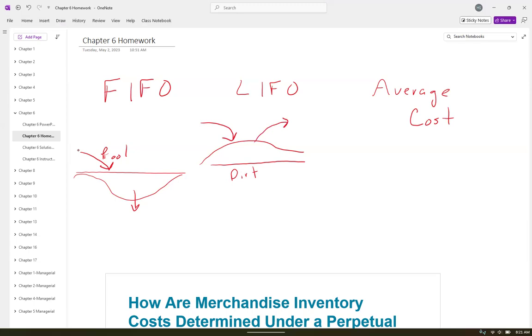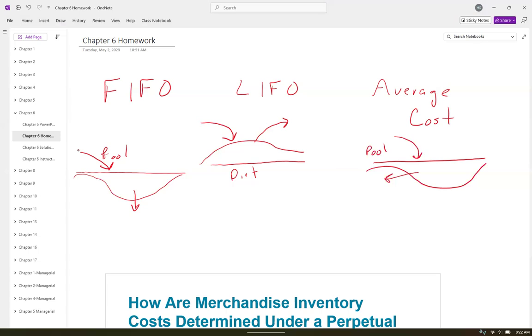Then average cost. I'm talking about physical flow. In the next objective, we are going to talk about the actual dollar flow, so don't get too confused. I've got my pool again, and if we have a water hose going in, and now instead of a drain in the bottom, we have a drain going out the side, all of it gets mixed together and it just comes out as an average.